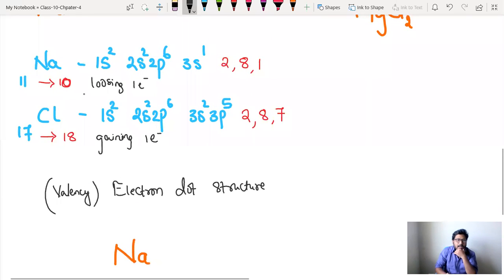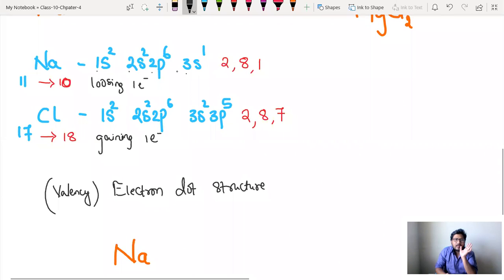Here you see the electronic configuration of sodium: 1s2, 2s2, 2p6, 3s1. Here we have 1, here 2, here 3. 1 means first orbit, 2 means second orbit, 3 means third orbit. S stands for s orbital, P stands for p orbital. We have the remaining 2 orbitals, d orbital and f orbital. This 2, 2, 6, 1 represents electrons, isn't it?